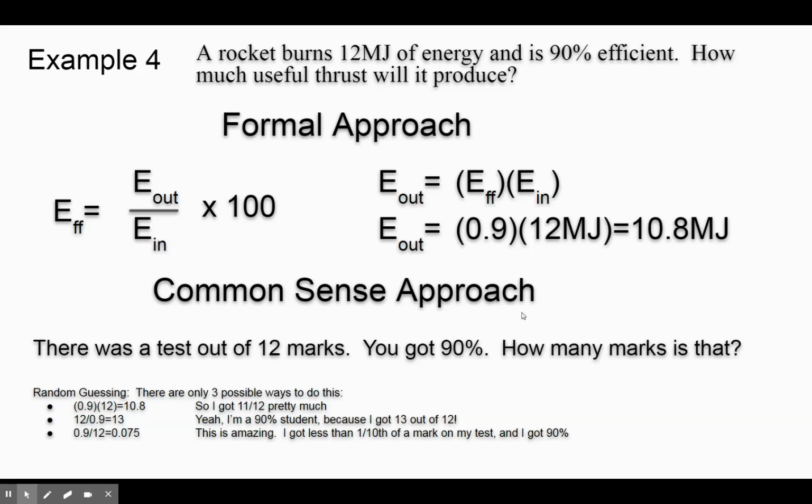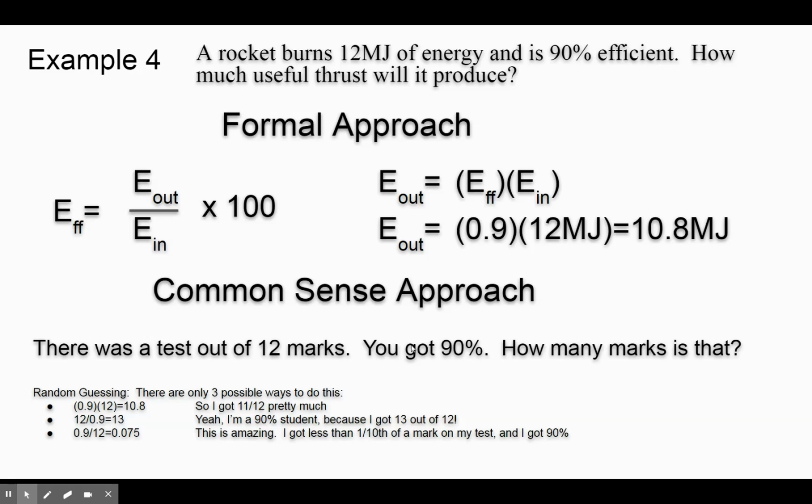Now, you want to see how common sense can make it clear, no matter how dumb you feel that day, that you can do this. There are only 3 possibilities with the number 12 and 90. Like, there's literally only 3 things you can do in reasonable arithmetic. 12 times 0.9, which is 10.8, which sounds reasonable. 12 divided by 90% gives you 13. It's like, what kind of 90% student are you if you think 90% is getting 13 out of 12 on a test? That makes no sense.